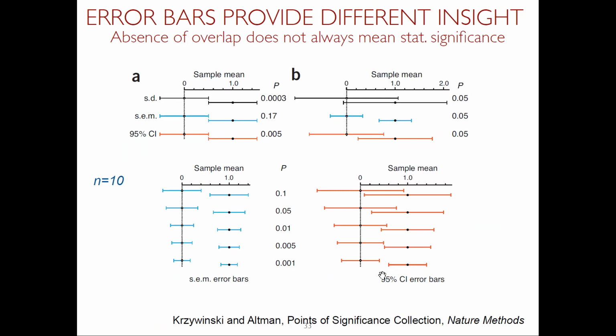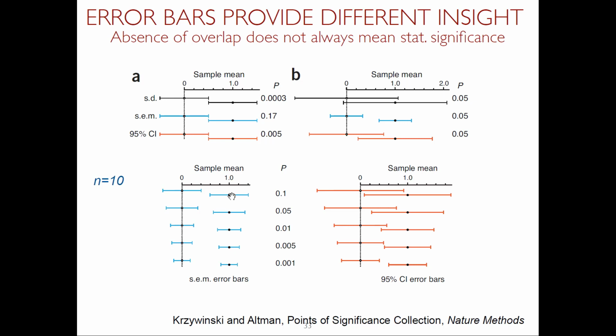Just to give you another overview of that, again, from the same collection of vignettes, here's an example. They have a sample size of 10. The difference between the means is fixed, and they adjusted the variabilities so that the three types of error bars look exactly identical. And you see that this corresponds to very different p-values. On the other hand, they adjusted this to have identical p-values, and you see that the appearance of the error bars is super different depending on which kind of error bar it is.